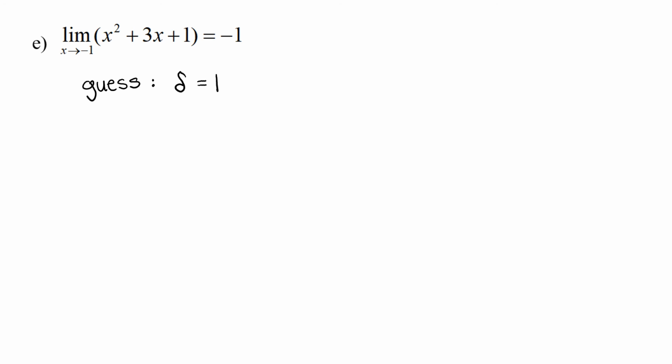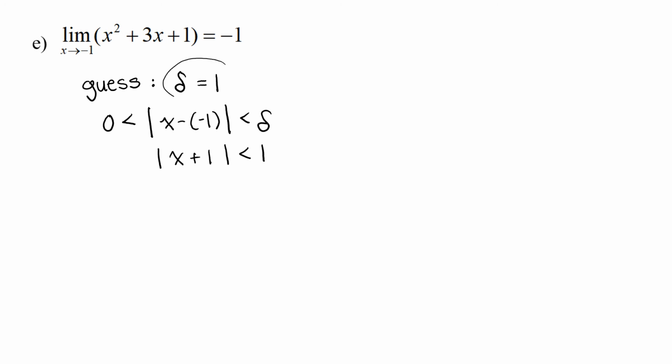And we could guess that delta is equal to any small number, but delta equals 1 is something that's pretty easy to work with as we have to solve different things. And we know that we're trying to show this if-then statement, and part of that is this |x minus -1| is less than delta. So we need to show this |x + 1| is less than 1 for our guess.